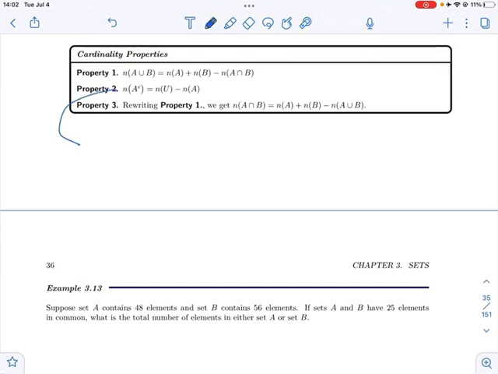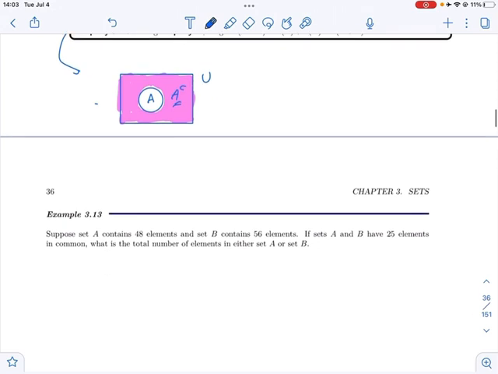So let me show you what we mean by this. If this is the universal set and we have the set A here. Now, the number of elements of the complement, this is the complement. Everything outside A is A complement. The number of elements of A complement is the number of elements of the universal set, all numbers, minus the number of elements of the set A. This will give me A complement. Good.